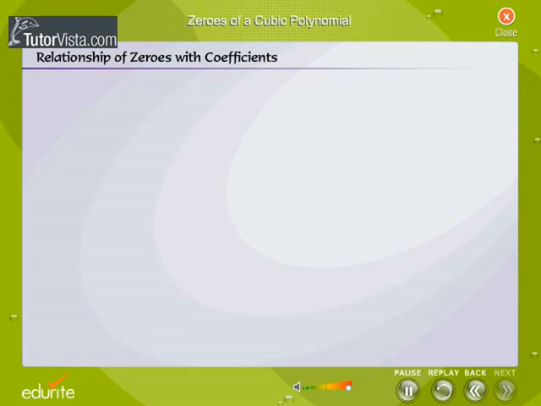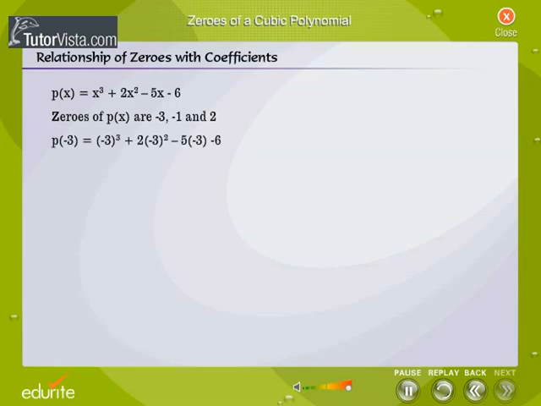Relationship of zeros with coefficients. Let p(x) is equal to x cubed plus 2x squared minus 5x minus 6. The zeros of p(x) are minus 3, minus 1, and 2. This can be verified by substituting the values of the zeros in p(x). We find p of minus 3. Key in the values.